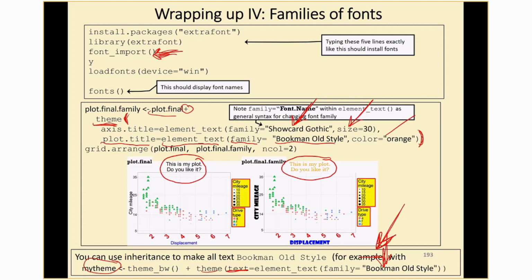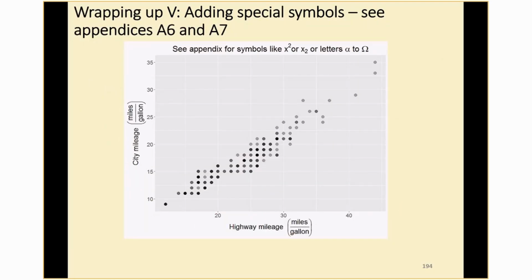You can add special symbols. You can add superscripts. You can add subscripts. You can add alphas. You can add omegas. You can add fractions. You can do that in R. It's shown in appendices A6 and A7. But here's the deal. If you've only got one plot in your entire thesis that has a particular symbol like that, instead of going through all the effort that's shown in A6 and A7 and learning how to do that, what you might want to do is save your plot with the appropriate file extension using ggsave, open it up in your favorite graphics package, and do the final manipulations and adjustments there.